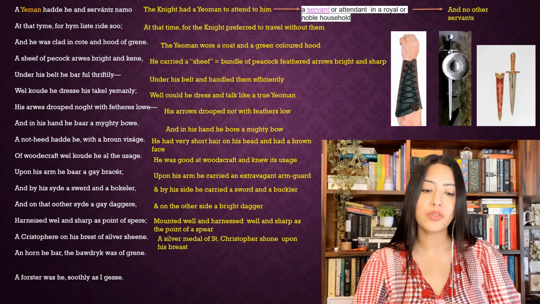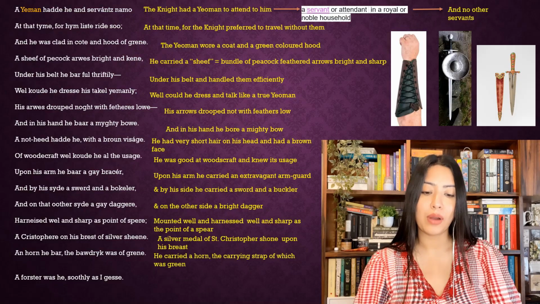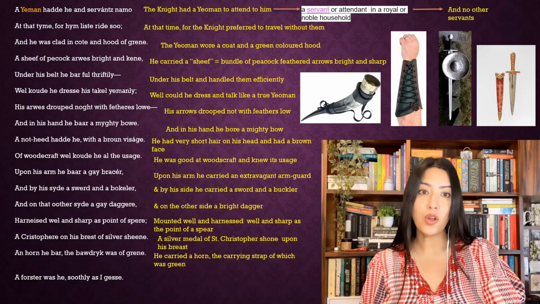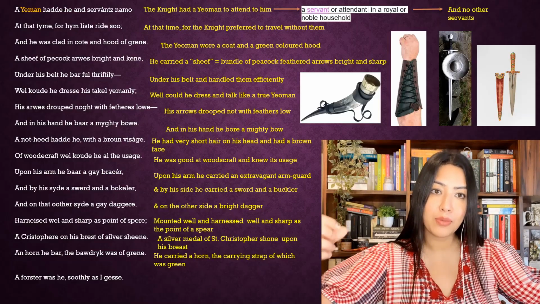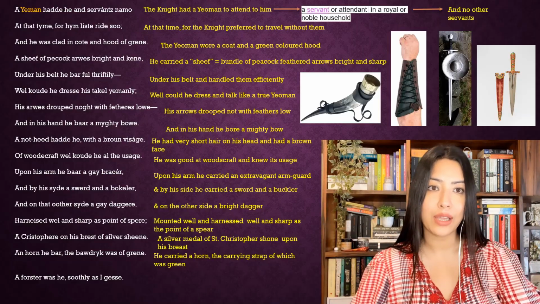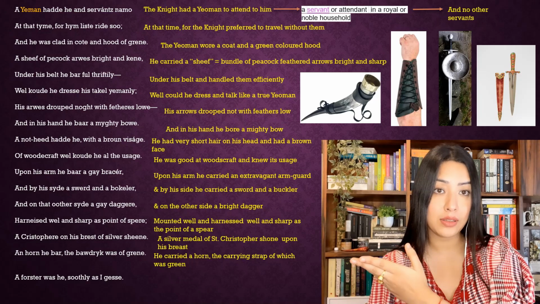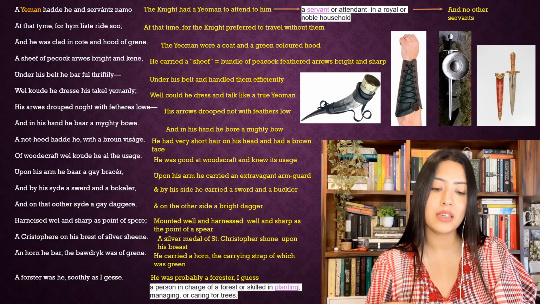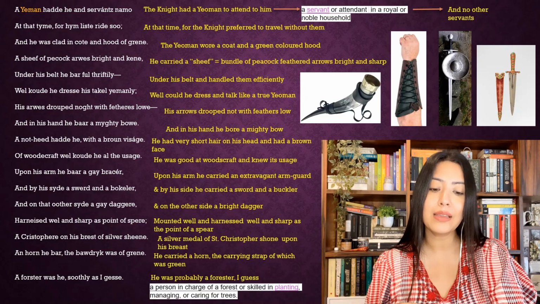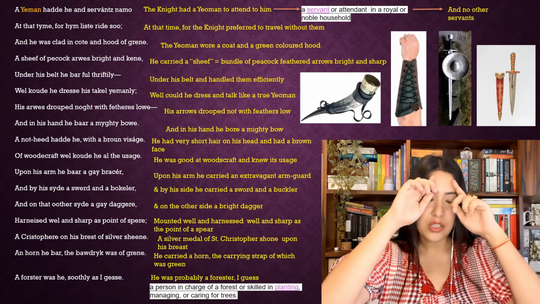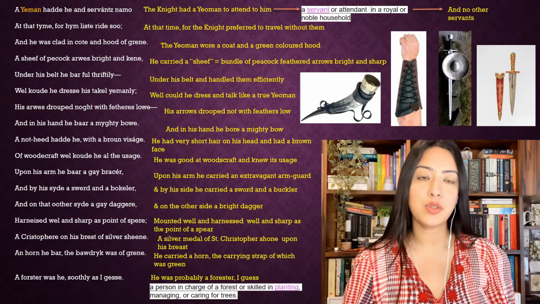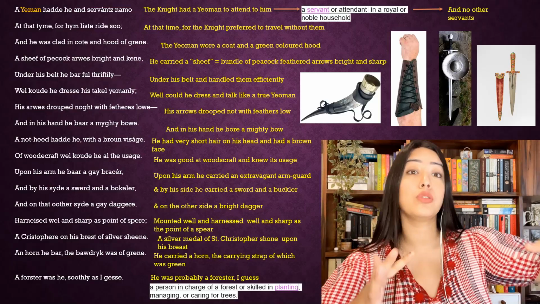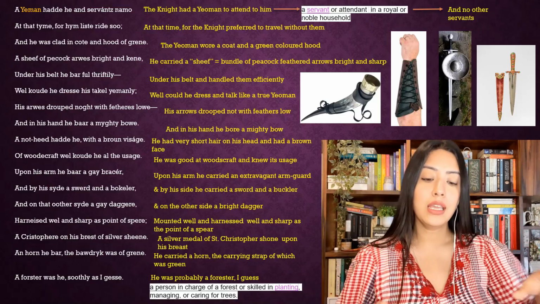A silver medal of Saint Christopher shone upon his breast. He carried a horn, the carrying strap of which was green. So that is a horn. In this picture, you see the carrying strap of the horn here is black, okay, but the one which the yeoman was carrying was green. So he was probably a forester, I guess, a person in charge of forest or skilled in planting, managing or caring for trees. So this yeoman was an attendant. He's attending to the knight, but he was probably a forester, not just an attendant who'll follow the knight around.